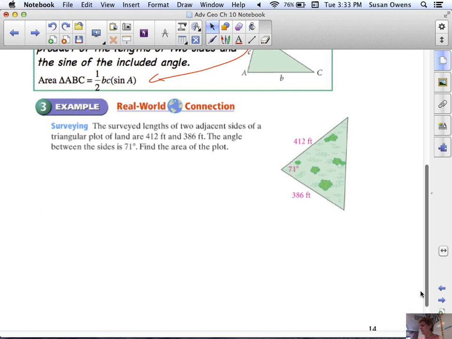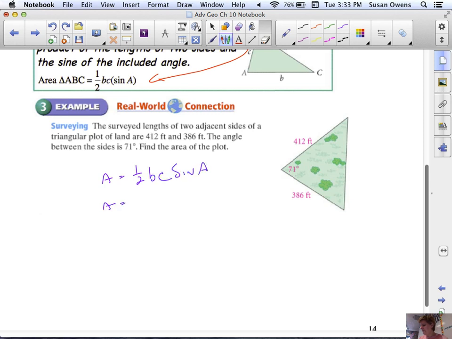Now here's a pretty quick example. So for this one, the area of this, they give me two sides, they give me the angle between. It doesn't have to be a right triangle. This works for any triangle. So the area is going to be 1/2 BC sine of A. So it's 1/2 412, 386, and then the sine of 71. And if I put that in my calculator, I get that my area is about 75,184 if I round up to the nearest foot squared.